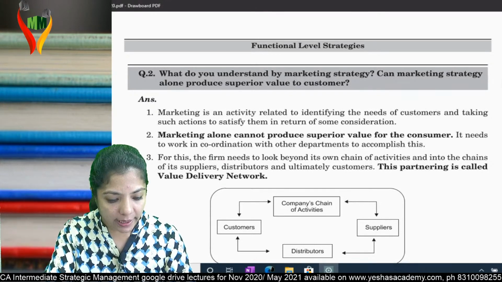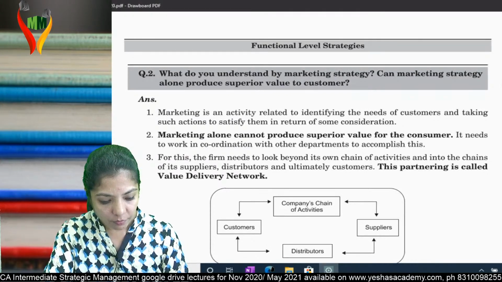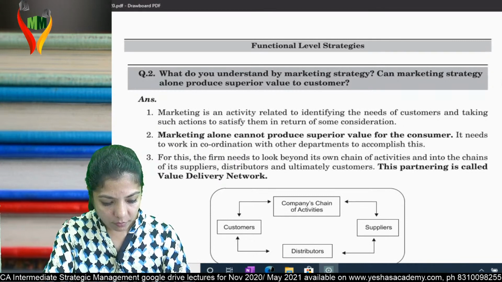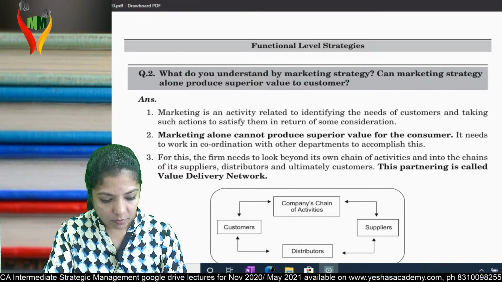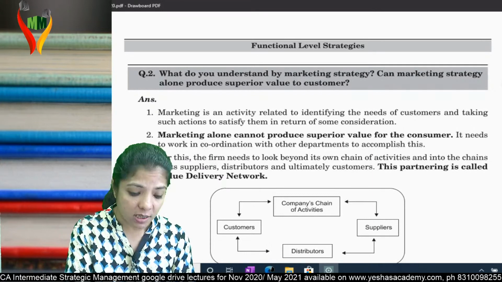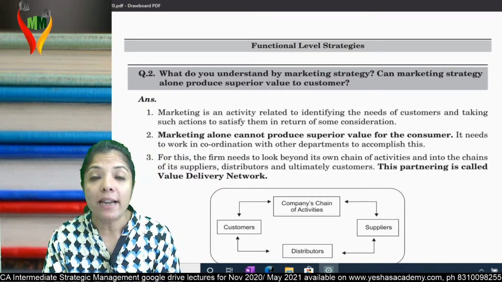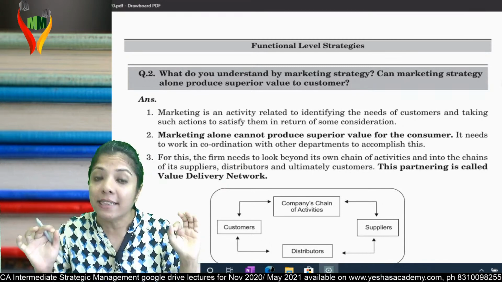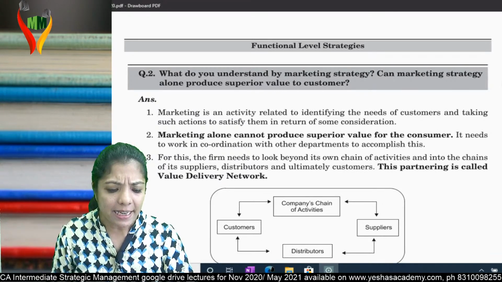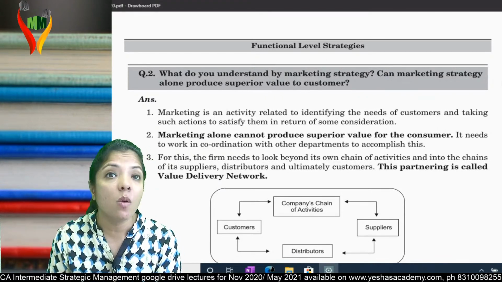Marketing department alone can provide superior value to its customer. Correct, incorrect? Normally I get the incorrect answer. No, ma'am. Marketing department alone cannot provide superior value to the customers.